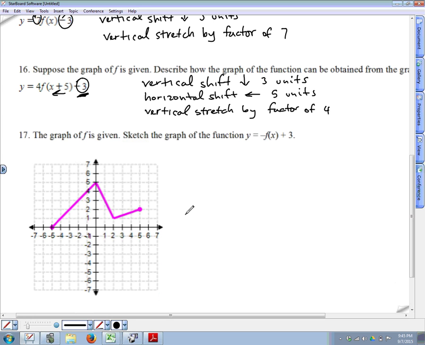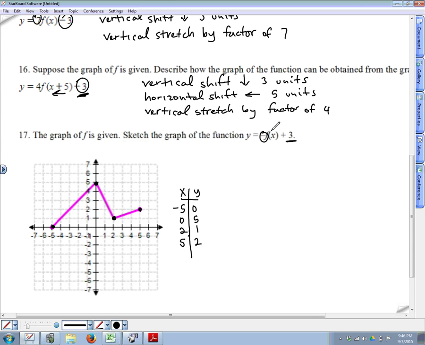Okay, the way a problem like this was outlined in the discussion for section 2.6 was to identify some of the easily identifiable points on this weirdly shaped graph. So we've got negative 5, 0, 0, 5, 2, 1, and 5, 2. So there's two different things that's happening here. We've got this negative in front of the f of x, and we've got that plus 3.